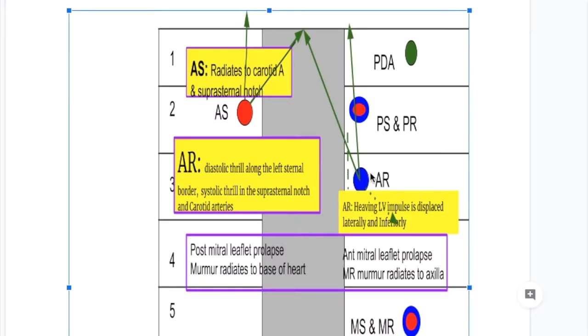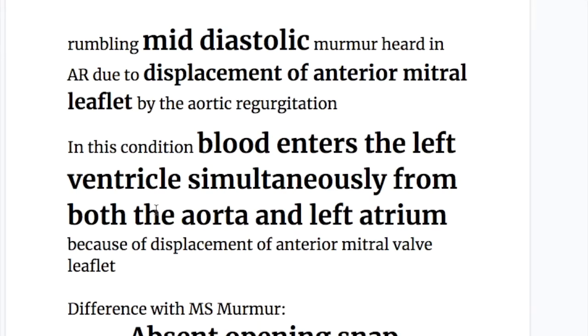This is the aortic regurgitation area, a blowing diastolic murmur in the left third intercostal space in aortic regurgitation. In this condition, the blood enters the left ventricle simultaneously from both the aorta and left atrium because of displacement of the anterior mitral valve leaflet.